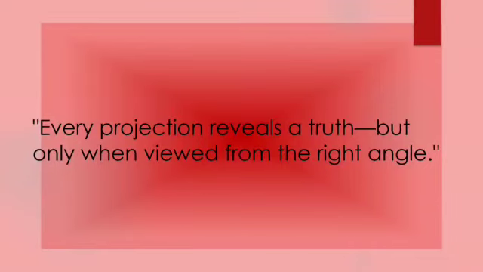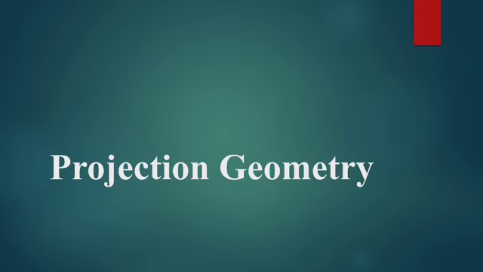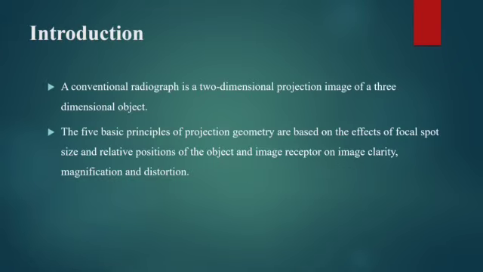Every projection reveals a truth, but only when viewed from the right angles. Here we are going to talk about projection geometry. A conventional radiograph is a two-dimensional projection image of a three-dimensional object.